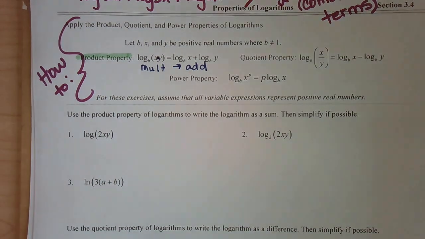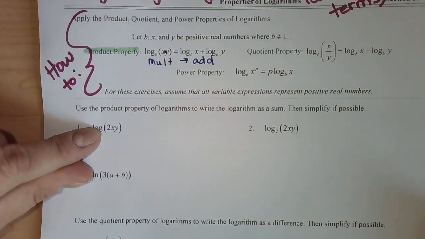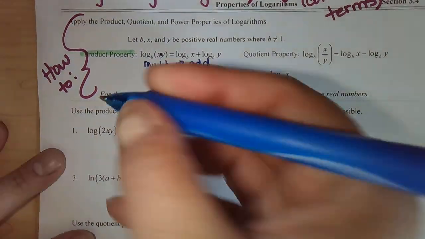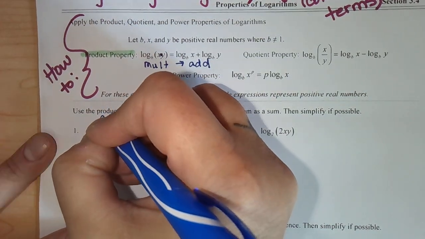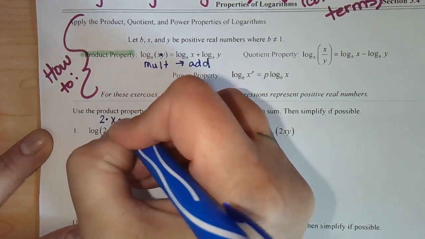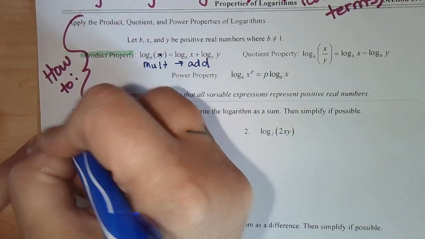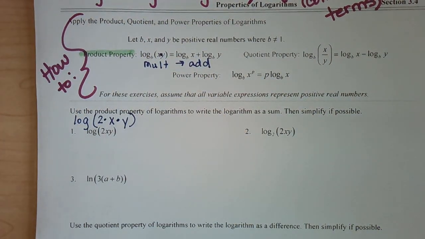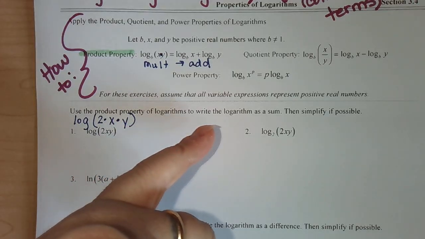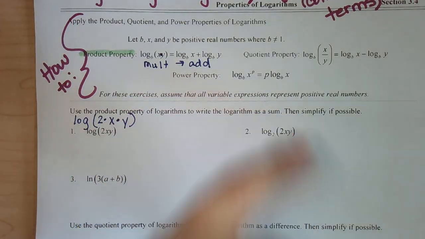Okay, so let's look at this log. We have log, and then I have a bunch of stuff being multiplied inside here. It's kind of like 2 multiply x multiply y, with the log in front. Okay, and it says use the property of logarithms to write the logarithm as a sum.